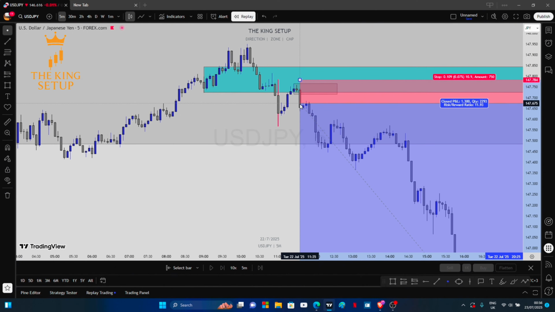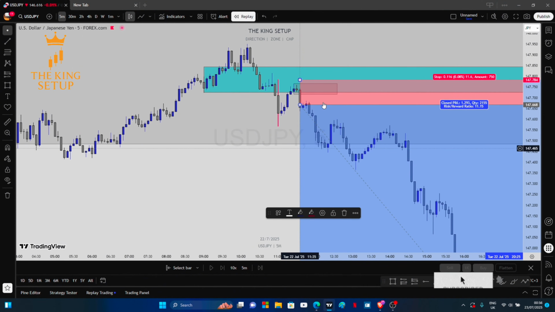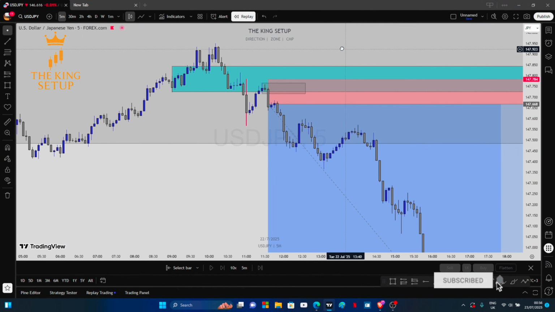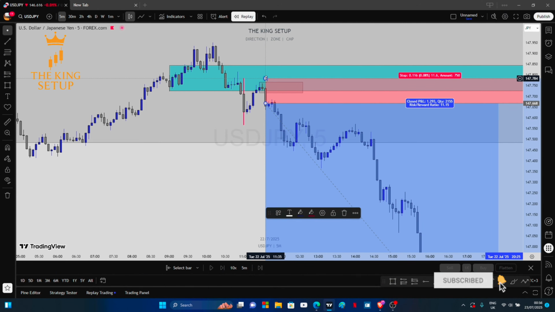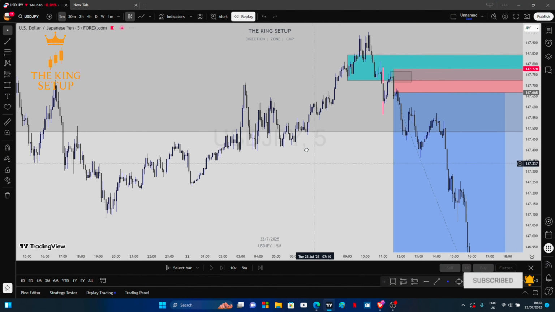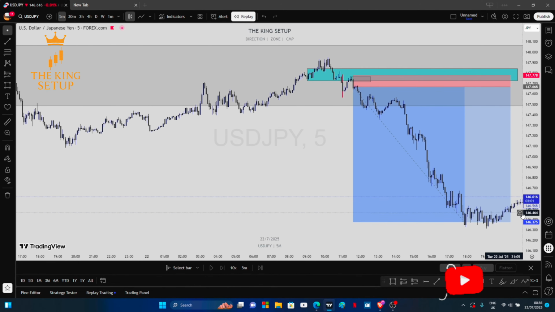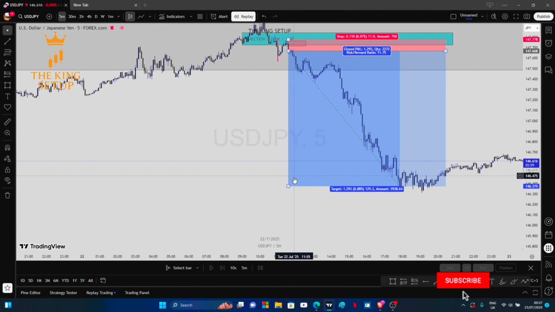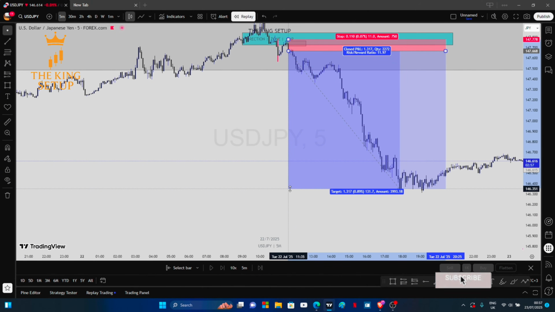But for me, after this one candlestick retraced, just like that, I took a sell from that zone and I put my stop loss. My stop loss was around 11 pips. It was just there, 11 pips. And then I managed to take this 130 pips, just like that. That is how we secured those pips.